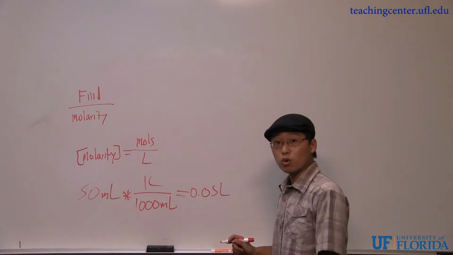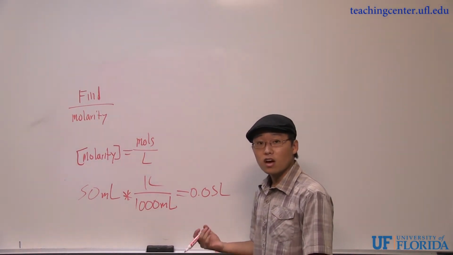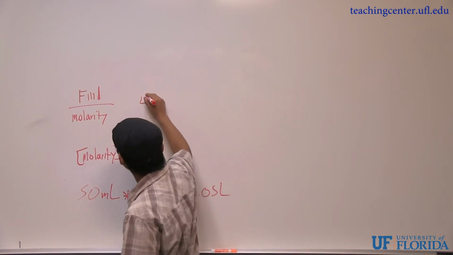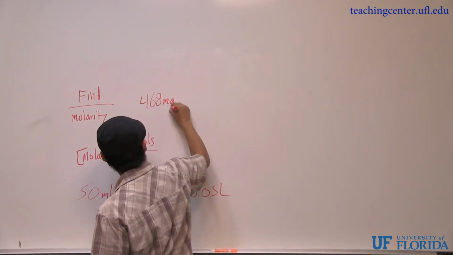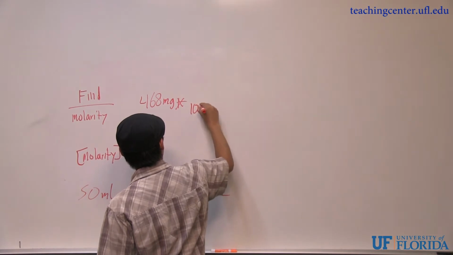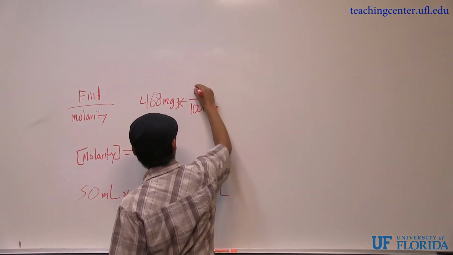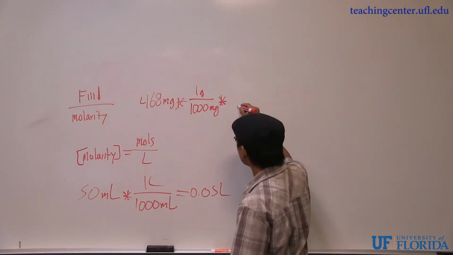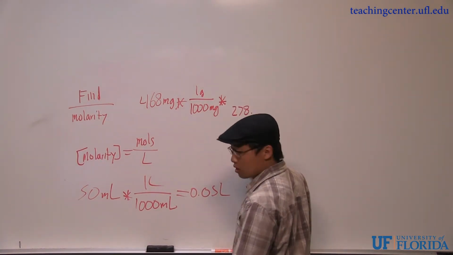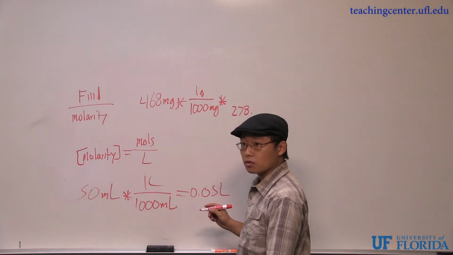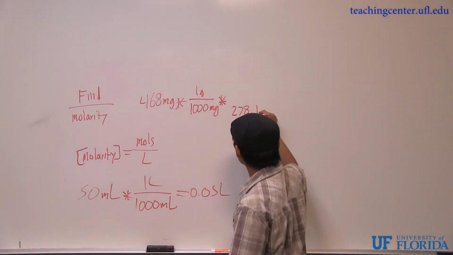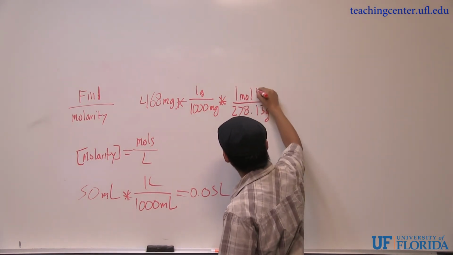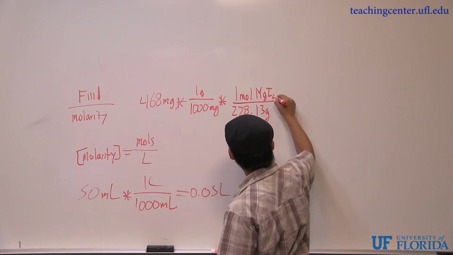Next, we're going to find out the number of moles of magnesium iodide we need. So we have 468 milligrams, times for every 1,000 milligrams there is 1 gram, times the molar mass of magnesium iodide. So for every 278.13 grams, there is 1 mole of MgI2.